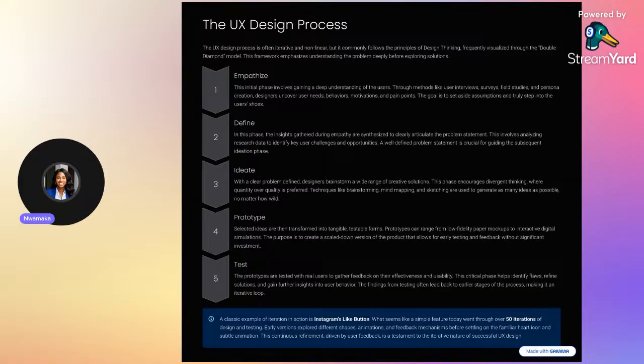There's something I found out while I was making this note. I also got to find out that the like button on Instagram was iterated over 50 times. And in my head, I'm like, ah, it's a like button. Why was it iterated on 50 times? I believe that they had to test the buttons. What are the shapes? What are the animations? The feedback mechanism, like how best do they get users to click on like, whether the heart icon was the best or the thumbs up icon.